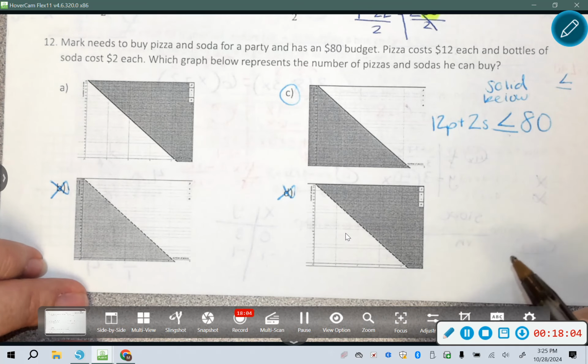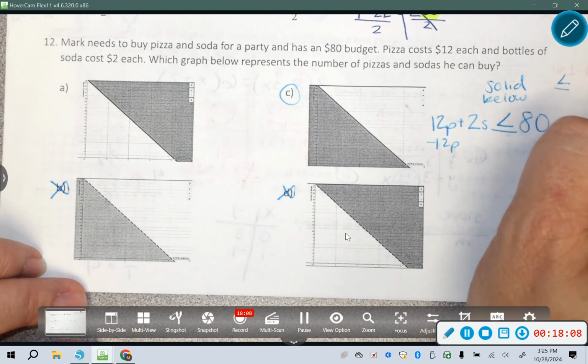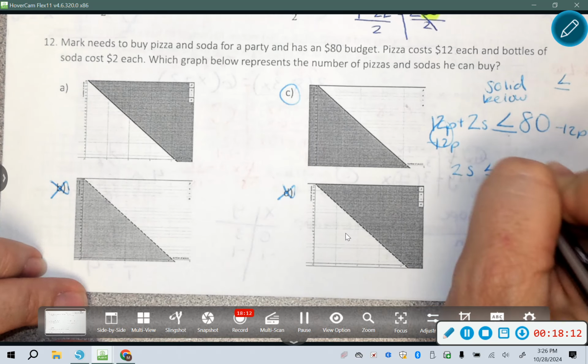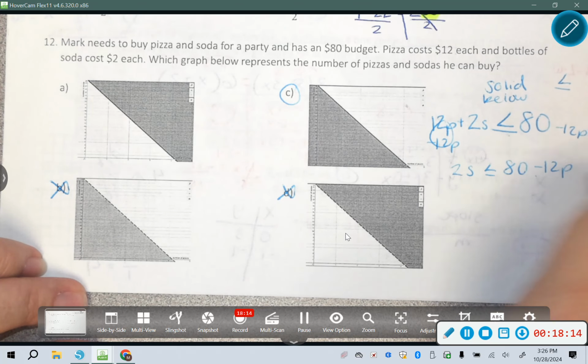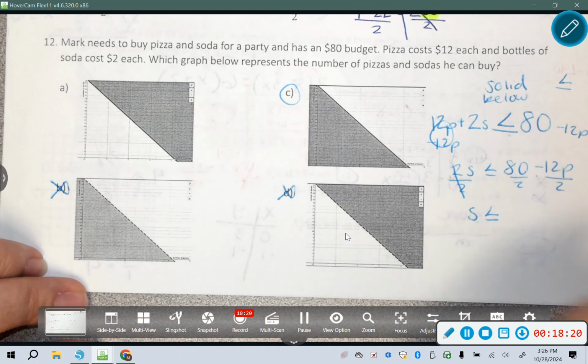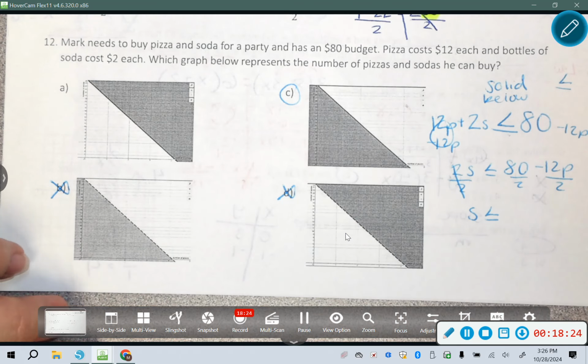Now I'm going to prove that to you just in case that doesn't make sense. If I do minus 12p, and I have 2s is less than or equal to 80 minus 12p, divide by a positive 2, I still have s is less than or equal to what all that equals. Less than is below, so it didn't change, so C is my answer. Okay, so knowing that, let's look at the next page.